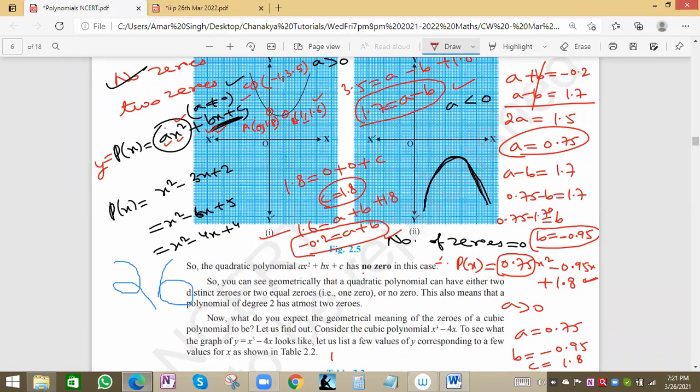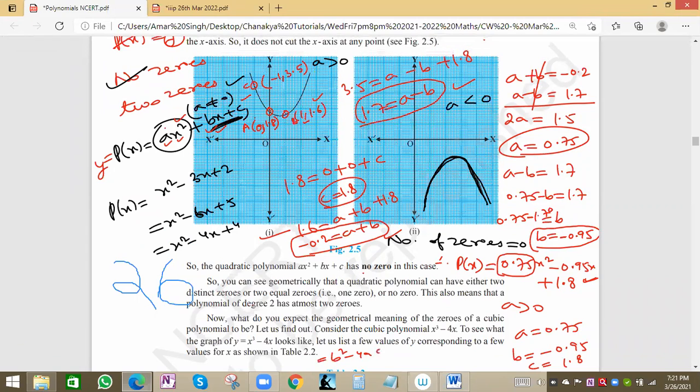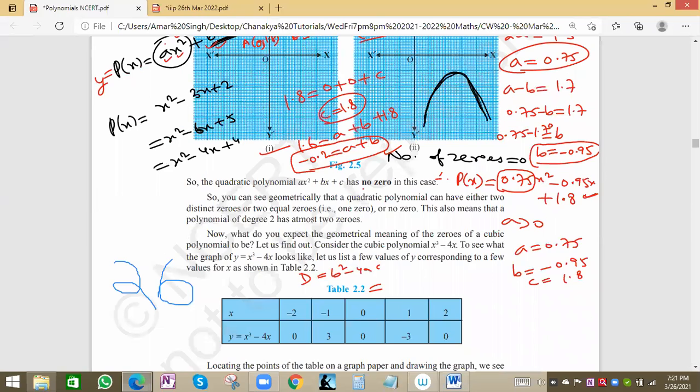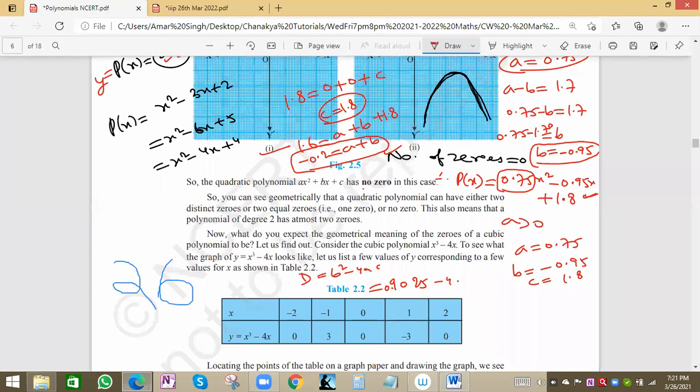So we can find b square minus 4ac if you want. This is the discriminant. So b square minus 4ac. Here b is minus 0.95. We know the shortcut: 95 square will be 9025, and we put the decimal places, so 0.95 into 0.95 means 0.9025, minus 4 into a.